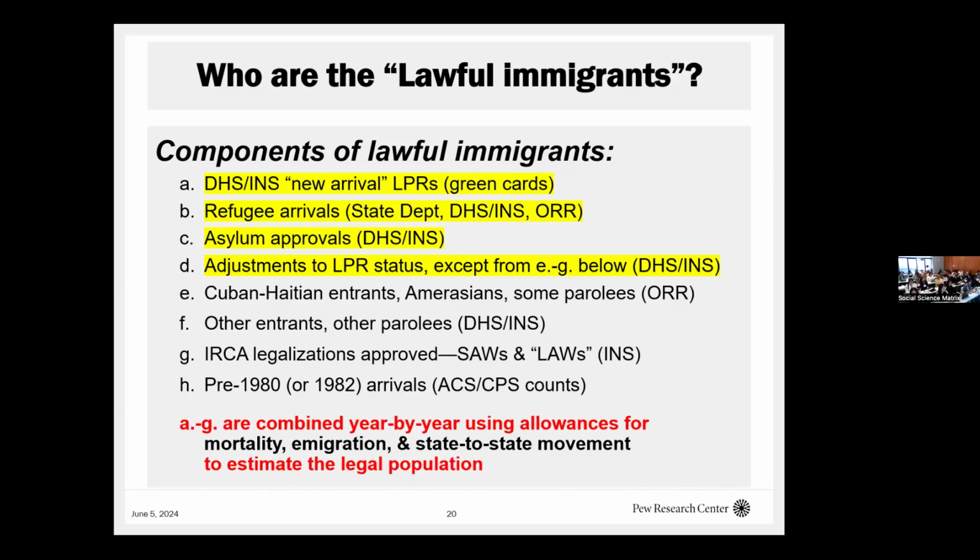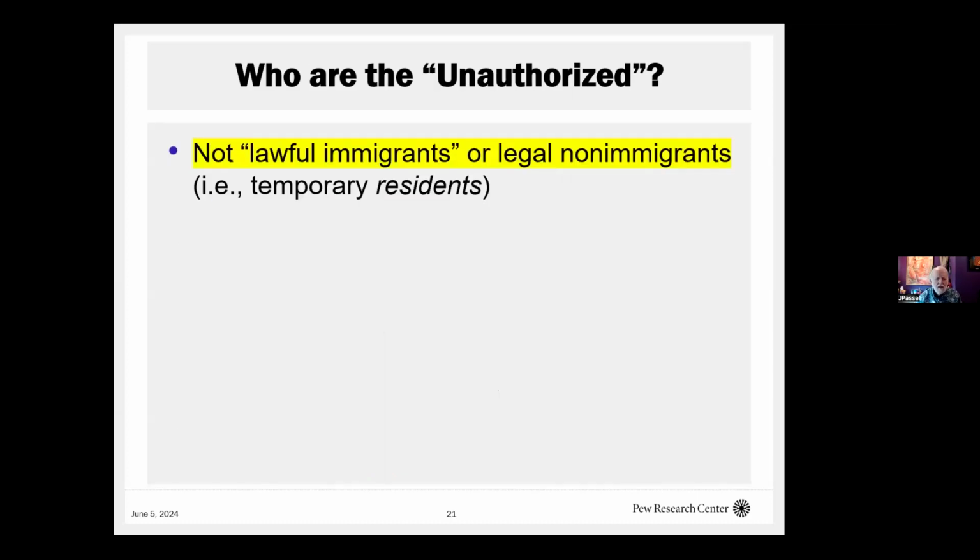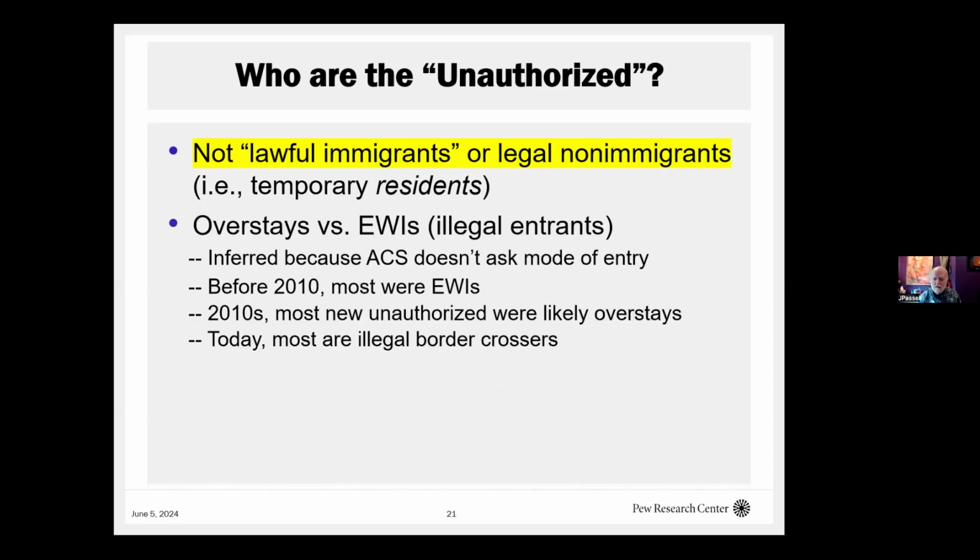So what we do is year by year, we add in the new lawful immigrants. We take the population from the previous year, allow for mortality, immigration, and we put in state-to-state movement to estimate the legal population. So the unauthorized then are the people who aren't part of this population. They are not part of the lawful immigrant population.